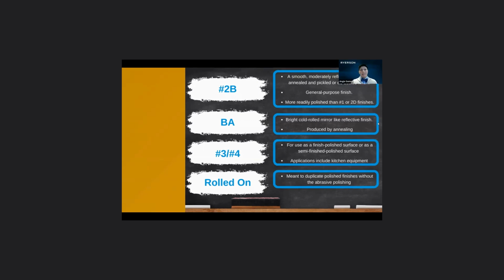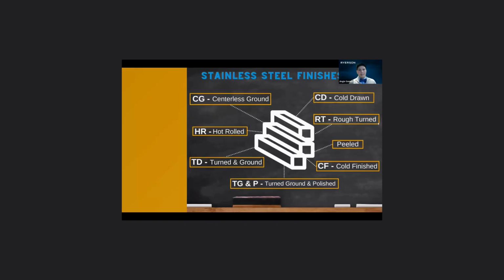So now I'll take you through some of the bar finishes you can get. Again, we'll start with the hot roll. Hot roll comes out of the mill similar to how carbon bar is produced. It doesn't get any extra processing done. When it comes out, it's kind of dark, oily, pretty scaly. So unless you don't care what it looks like as far as your finished product, it doesn't usually have any appearance applications.